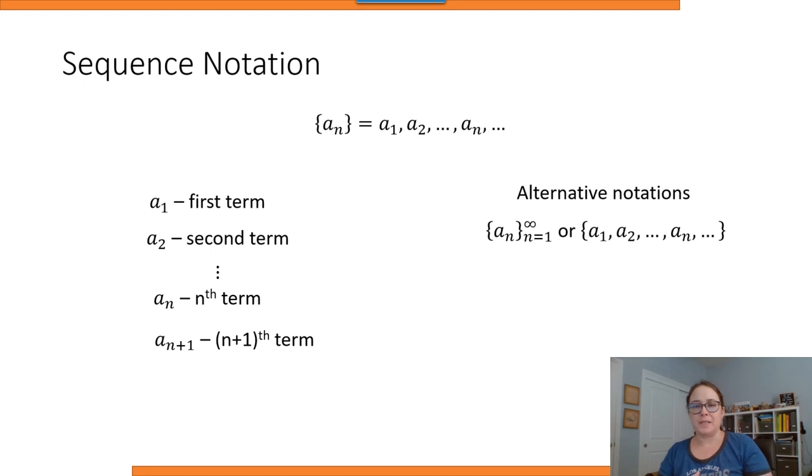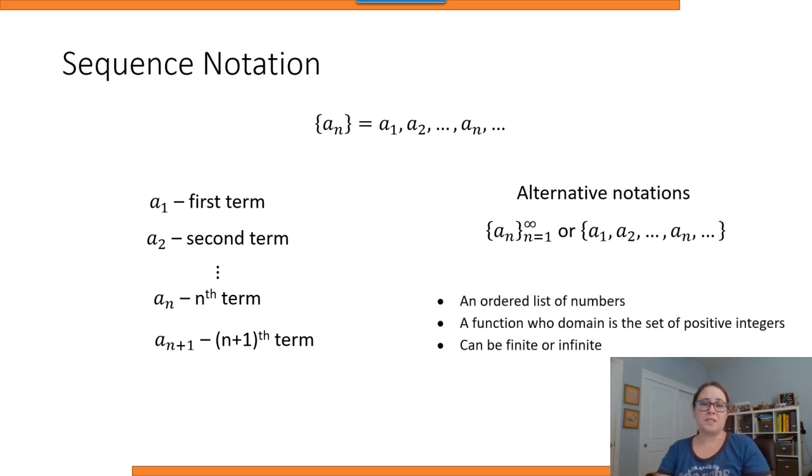Some other notations you might see is maybe I have the a sub n with curly brackets, and then outside I'll have n equals 1 and then an infinity above it. And so that's telling me that this sequence starts at n equals 1 and goes on forever. Another way I might write it is I list out the terms a1, a2, a3, and so on, and then put curly brackets around it. All of these are notations indicating a sequence.